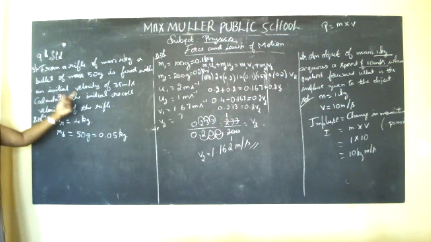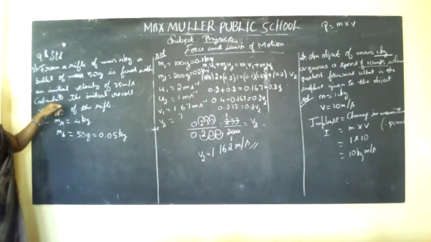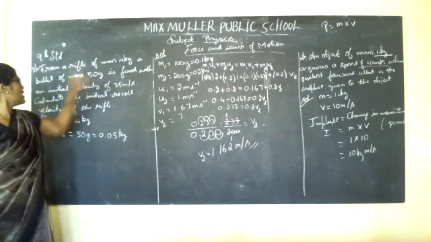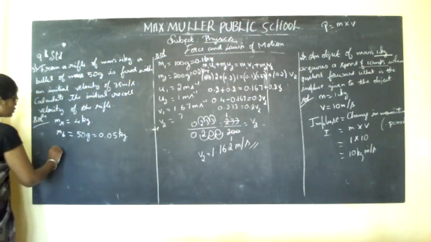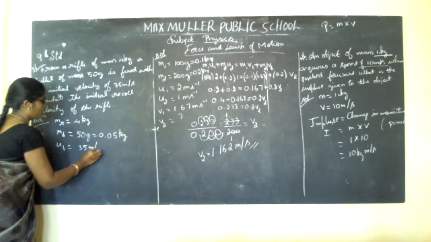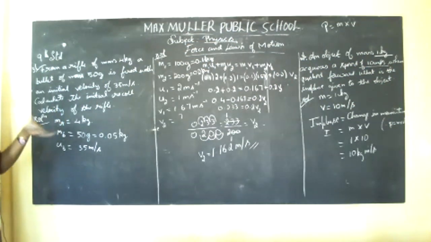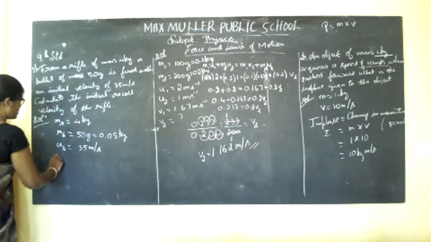Then the bullet is fired with an initial velocity of 35 meter per second. So initial velocity, that is UB, is given. UB is how much? 35 meter per second. Calculate the initial recoil velocity of the rifle. Before triggering, what is the velocity of the rifle? That is UR, they are asking you to find out.